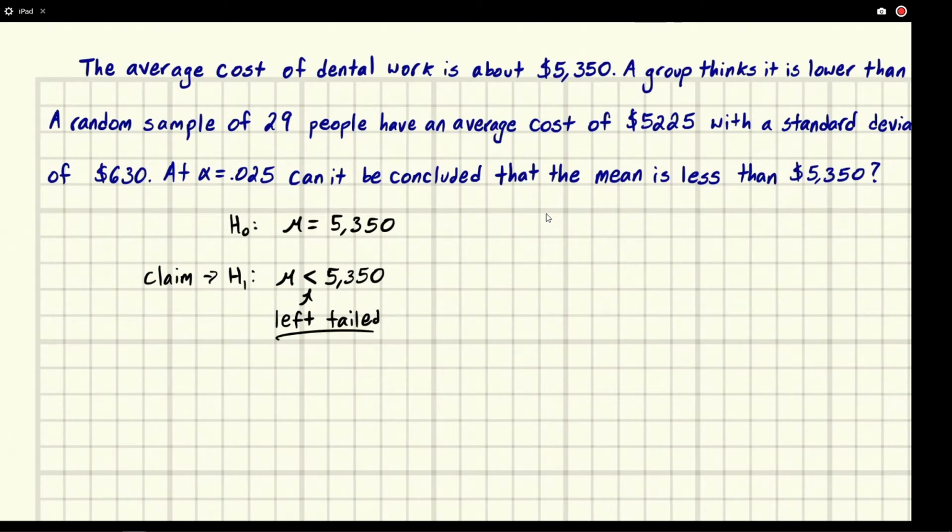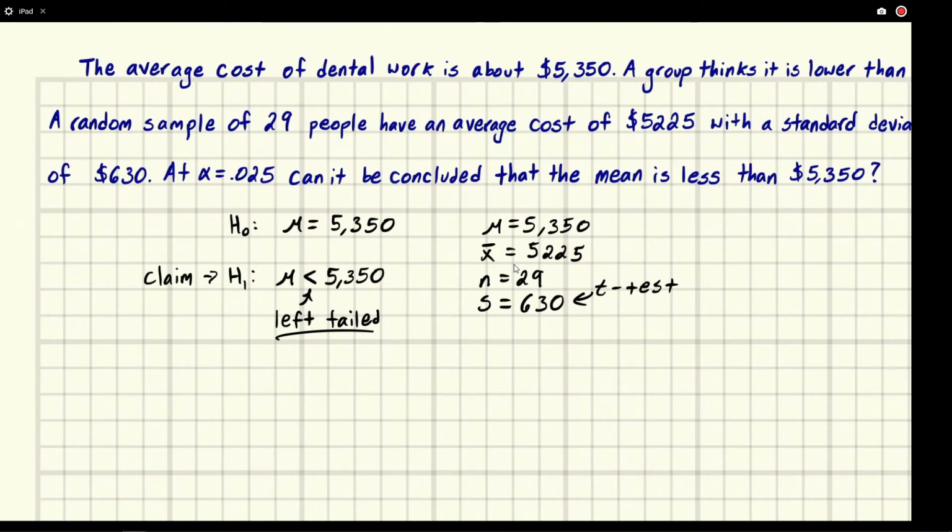Knowing this, we can pull some of the stats out of the problem. I like to have the numbers out of there. First off, we have our mean. I'm going to write it again: 5,350. That's the population mean. We're going to have a sample mean to go along with it. Our sample mean is 5,225. A sample mean's got to have a sample size, that's n, and we can see that's 29. We're also going to need a standard deviation. In this case, we are given a sample standard deviation, which gives us $630. This is our indication that we should use a t-test.